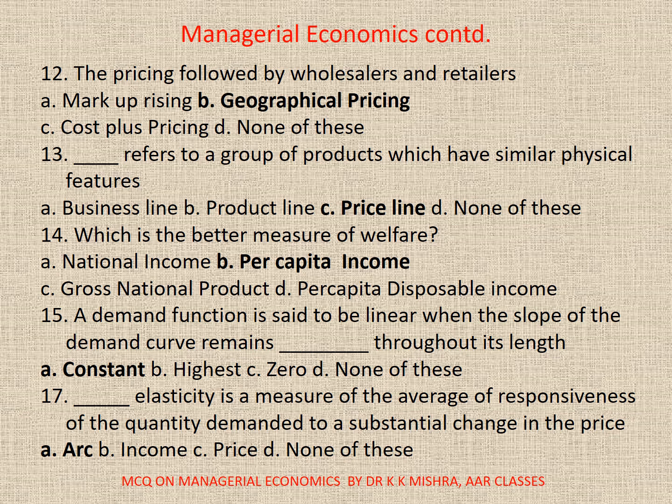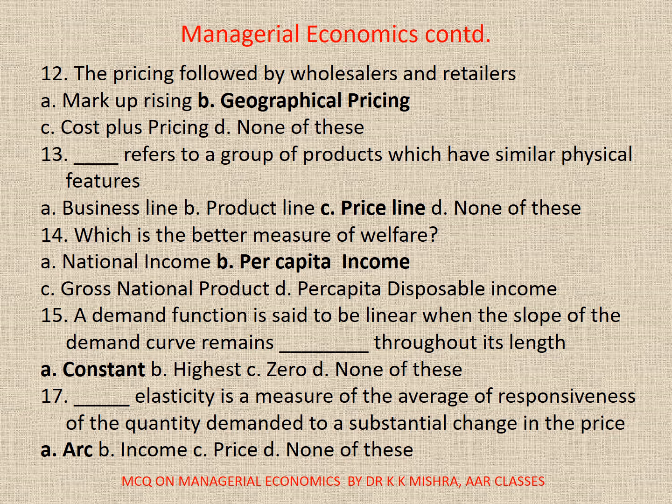Product line. 14. Which is the better measure of welfare? A. National income, B. Per capita income, C. Gross national product, D. Per capita disposable income. Correct option is B. Per capita income.